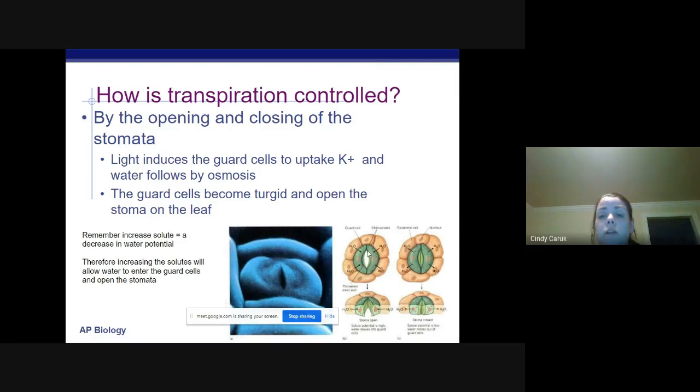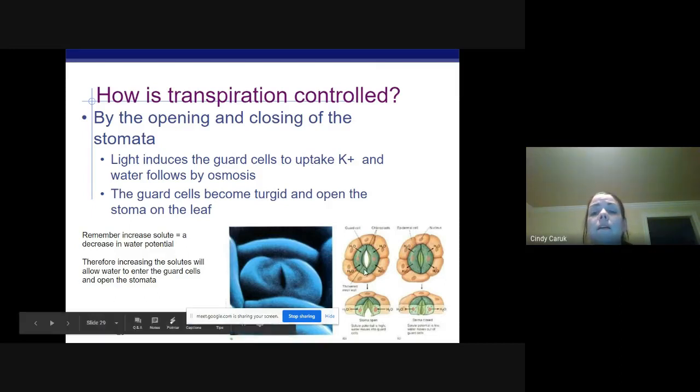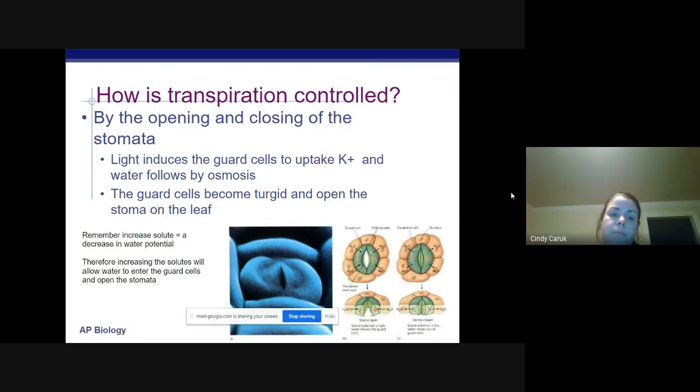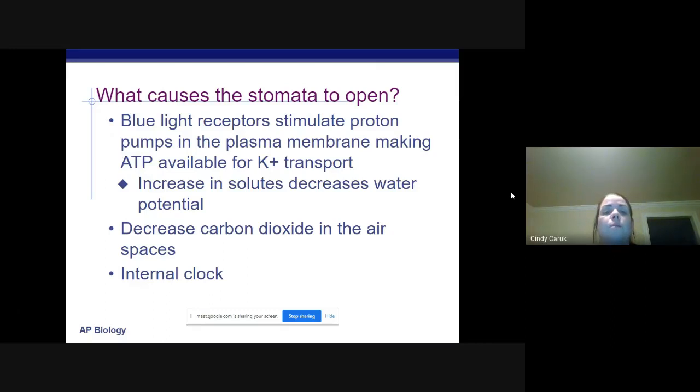And these get turbid, they're filled with water, and that causes them to pull apart, kind of like balloons. If you have two balloons and they're just kind of here, and then you blew them up, they would pull apart like that, right? And then in order to close them, the potassium leaves and the water leaves. So blue violet light, that's what causes that pump to work.